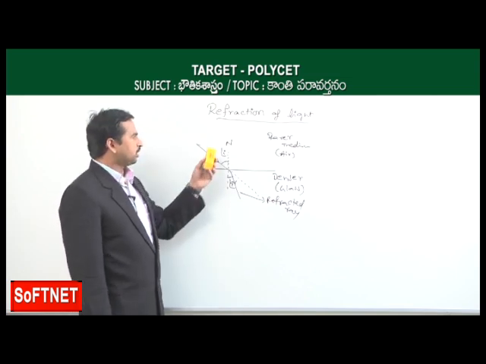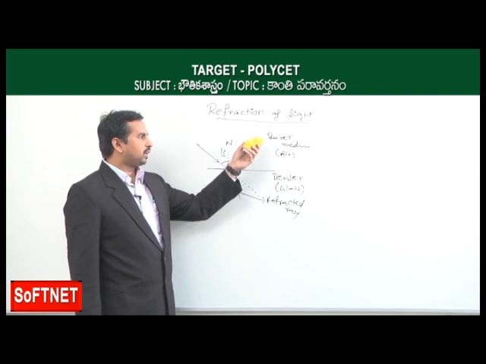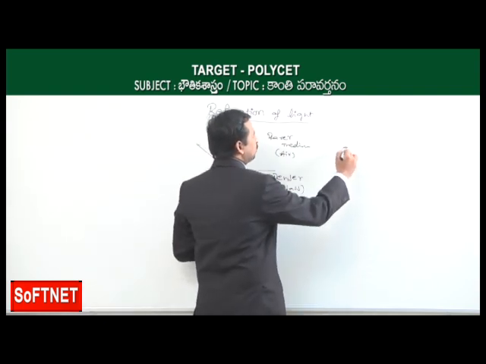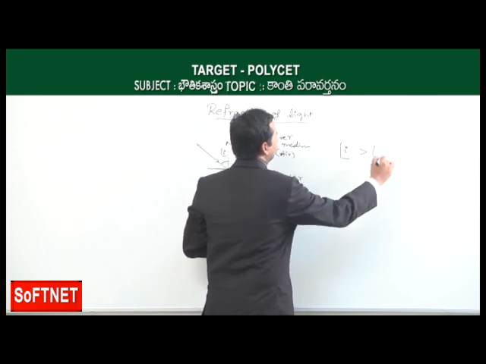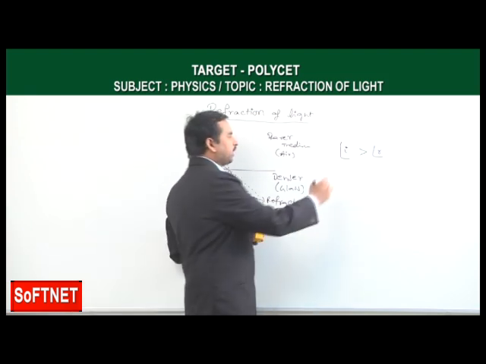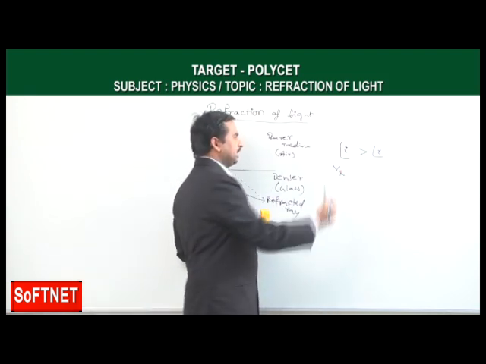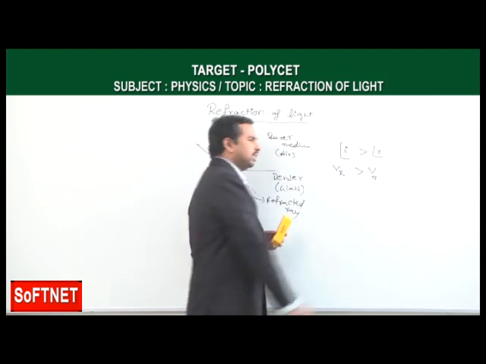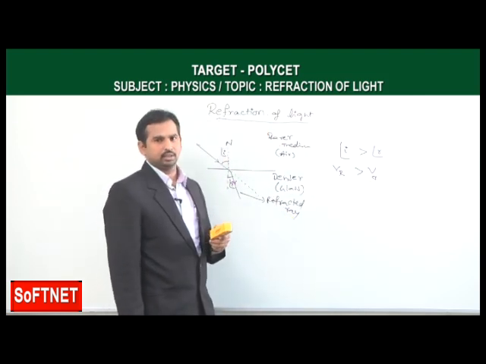Okay. But if you see here, whenever the light ray is going from rarer to denser, here the angle of incidence is more, whereas the angle of refraction is less. And not only that, the velocity of light in the rarer medium, actually it is more when compared to the velocity of light in the denser medium here.